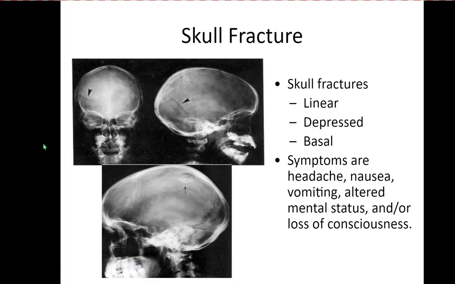First, skull fractures. So there are several types of skull fractures to be familiar with. The first is called a linear skull fracture. A linear skull fracture is a fracture of the skull that may appear as a jagged or irregular lucent line. And you can see that right here. So this lucent line represents a skull fracture or a break in the cranial bone.